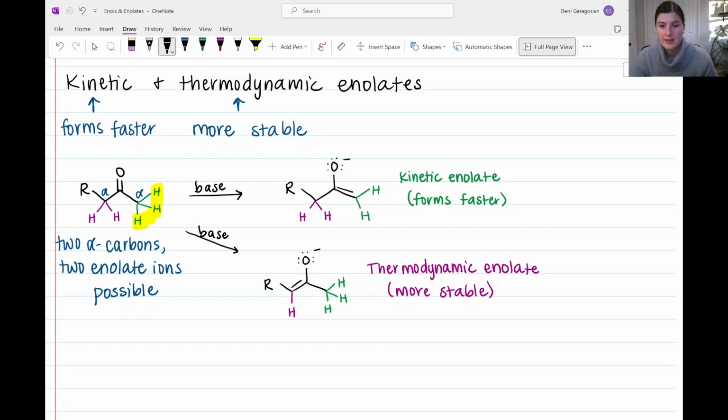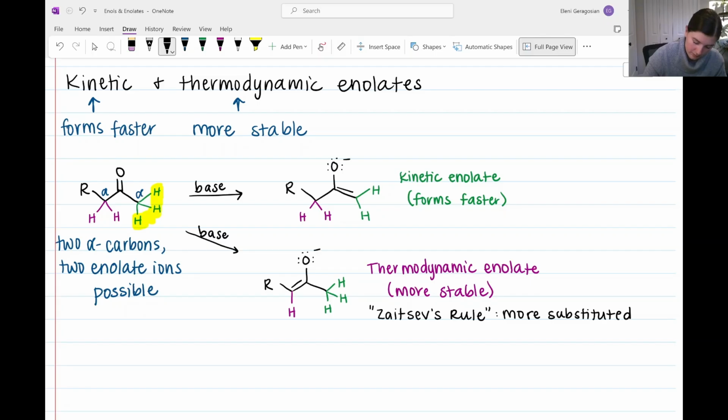The thermodynamic enolate is more stable, and this goes back to Zaitsev's rule. This is something we covered in Organic Chemistry 1. And this is that more substituted alkenes are more thermodynamically stable.